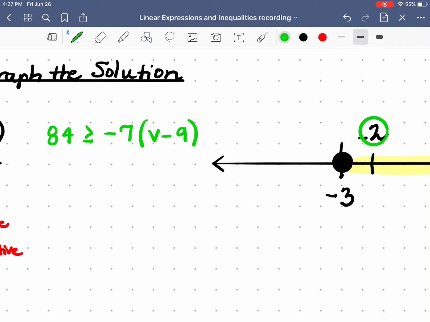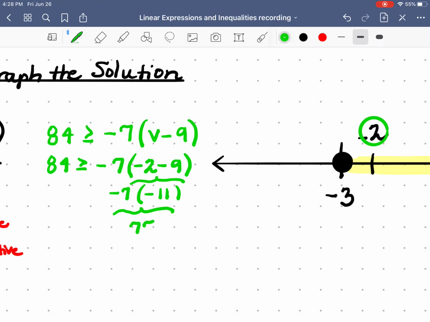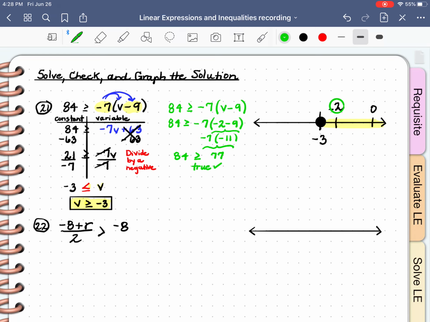So 84 greater than or equal to negative 7, and instead of v I'm going to use negative 2 because that's what I'm trying to test. Parenthesis first, negative 2 minus 9, that's a negative 11, times a negative 7, and that's going to be a positive 77. And this is saying that 84 is greater than or equal to positive 77. That's a true statement. So that tells me that my math on number 21 is okay.